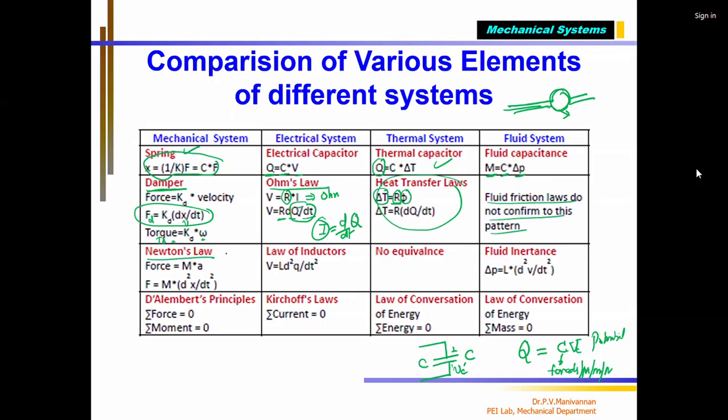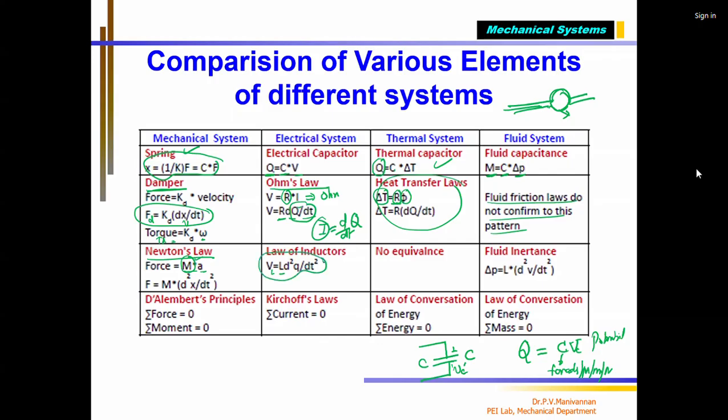Then, the force in a mechanical system: force equals mass times acceleration, which can be written as mass times d square by dt square of displacement. In an electrical system, the voltage across the inductor, VL, the inductor is equivalent to mass here. We know that the mass element is a kinetic energy storing device. Similarly, inductance is an electrical kinetic energy storing device. The voltage across the inductor equals L times d square by dt square of Q.